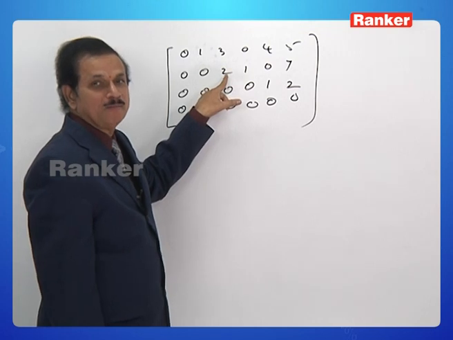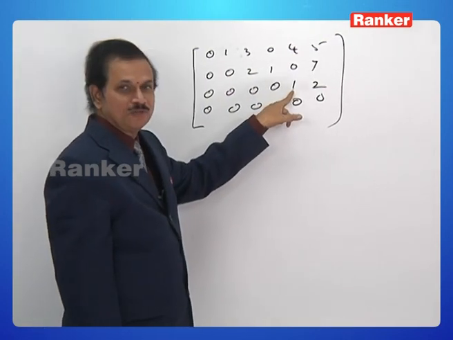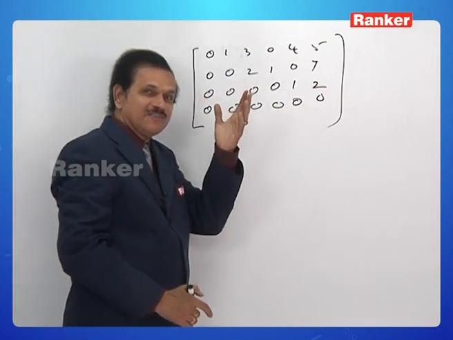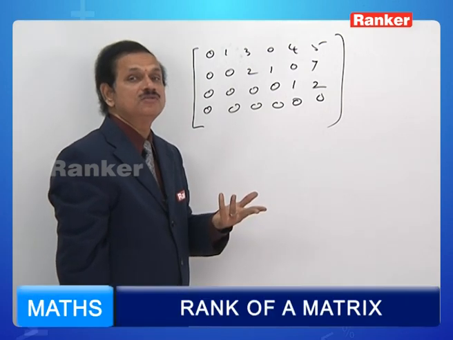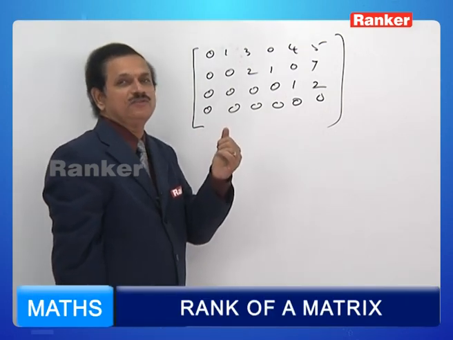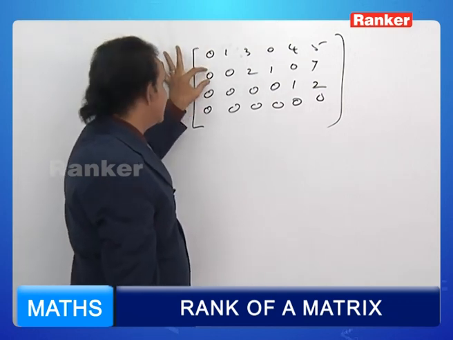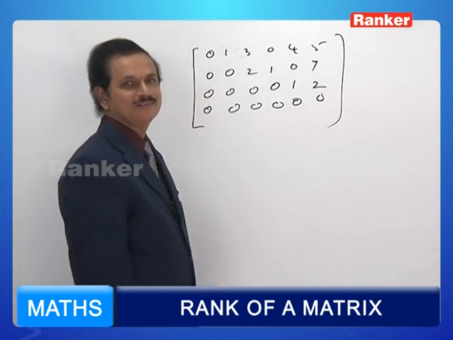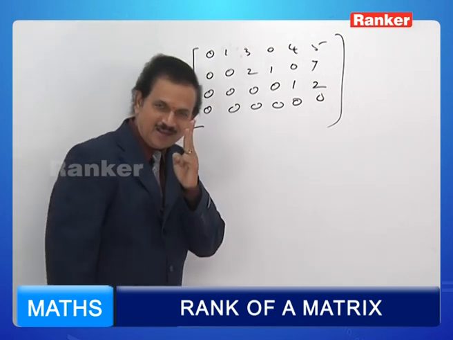First non-zero entry? 2. Number of zeros before the first non-zero entry? 2. Number of zeros before the first non-zero entry? 4. Observe the number of such zeros. Such means number of zeros before the first non-zero entry. Here it is 1, here it is 2, here it is 4. 1 is less than 2, 2 is less than 4. That is the second rule. It is in the echelon form. What is the rank of this matrix? 3. Why?